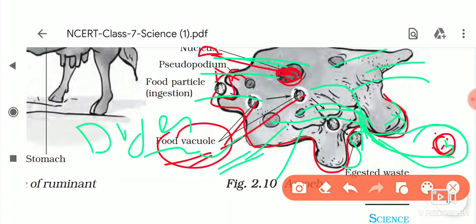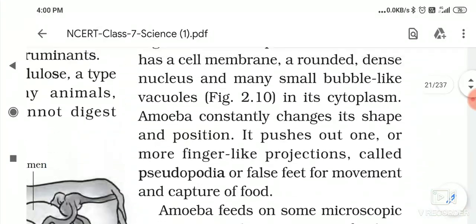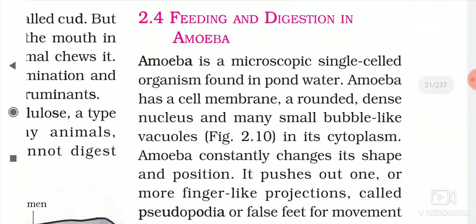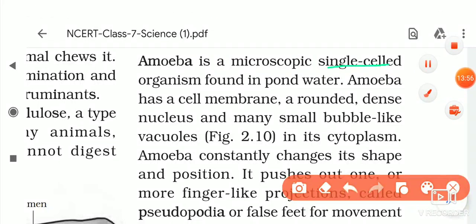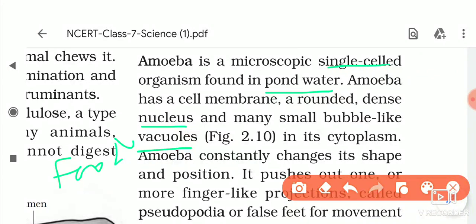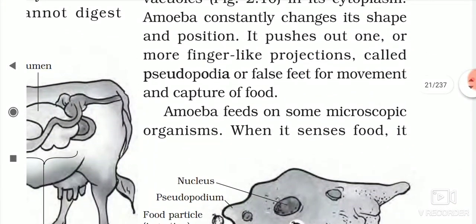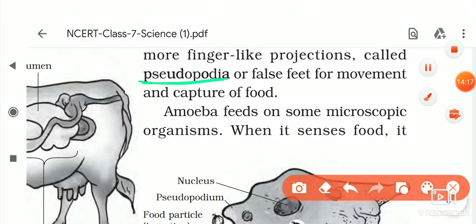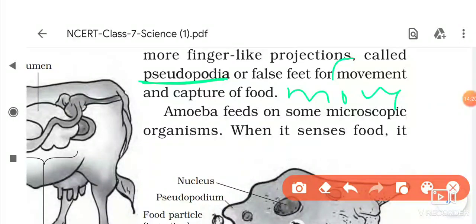surface or membrane. Okay, now we again repeat this. Amoeba is a microscopic single cell organism found in pond water, and having a nucleus and vacuoles. In the vacuoles, food is digested. Amoeba constantly changes its shape and position so that it pushes out one or more finger-like projections called pseudopodia. With the help of pseudopodia, amoeba moves and captures the food.